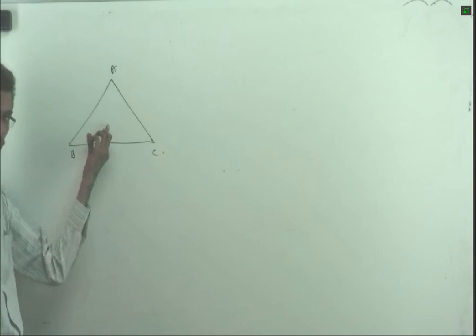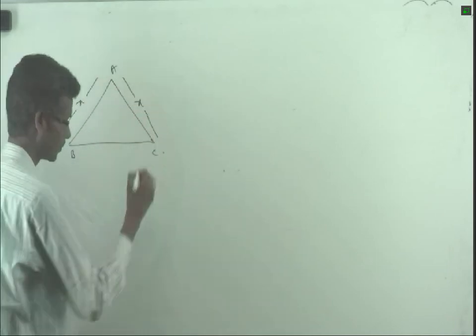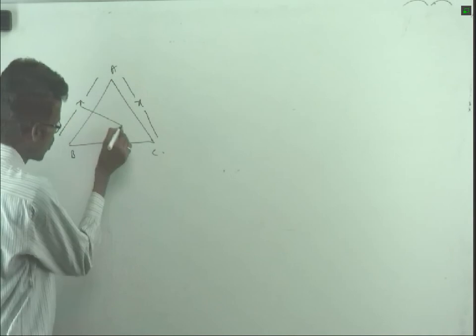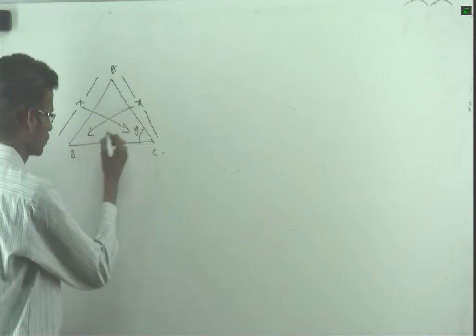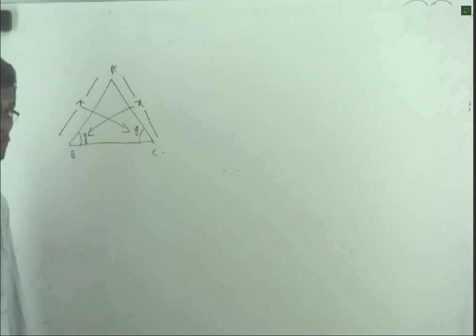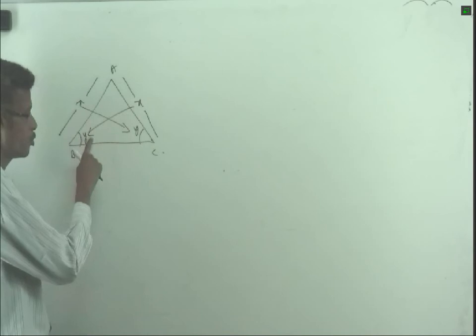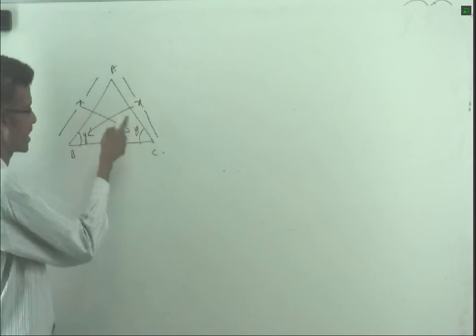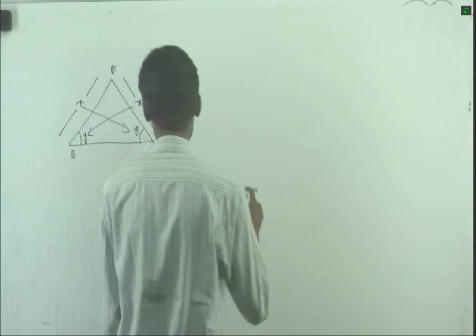In any triangle, if two sides are equal, then their opposite angles are also equal. And this is a vice versa formula, which means if two sides are equal, their opposite angles are equal. If two angles are equal, their opposite sides are equal, either way.